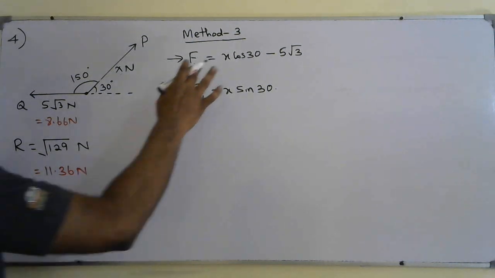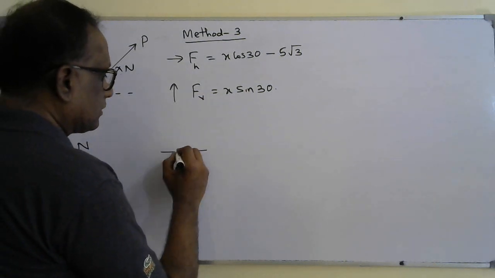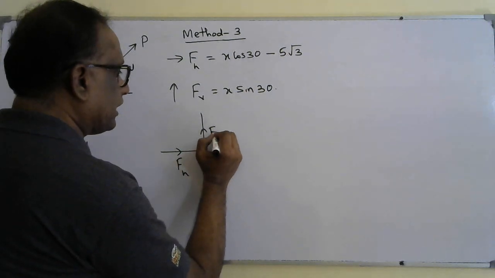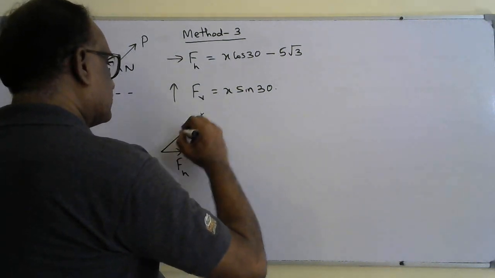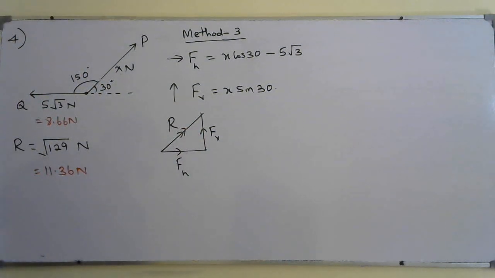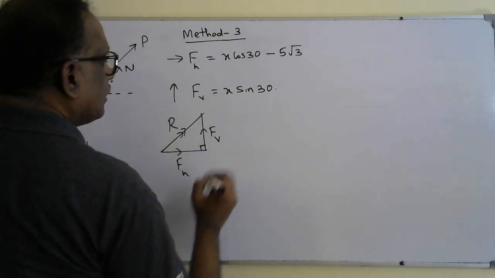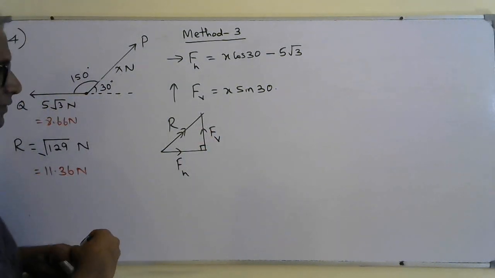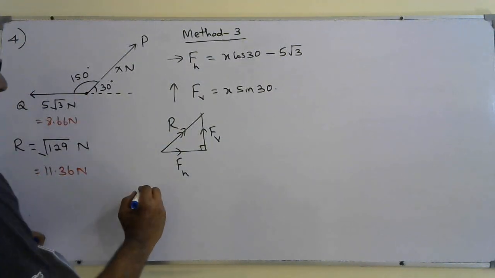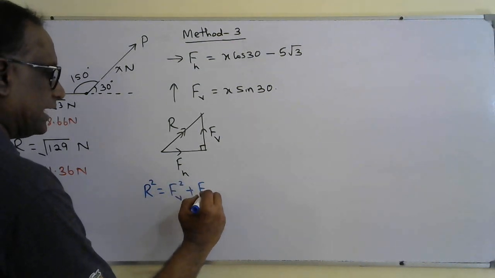Okay, so if I take the vector diagram of it, the horizontal component and the vertical component, FV, that will be the resultant. This is going to be the resultant force in the vector diagram. Okay, so it's a right angle triangle. To find the resultant force, simply we can use Pythagoras theorem, is it? If you use the Pythagoras theorem, R squared is equal to FV squared plus FH squared.